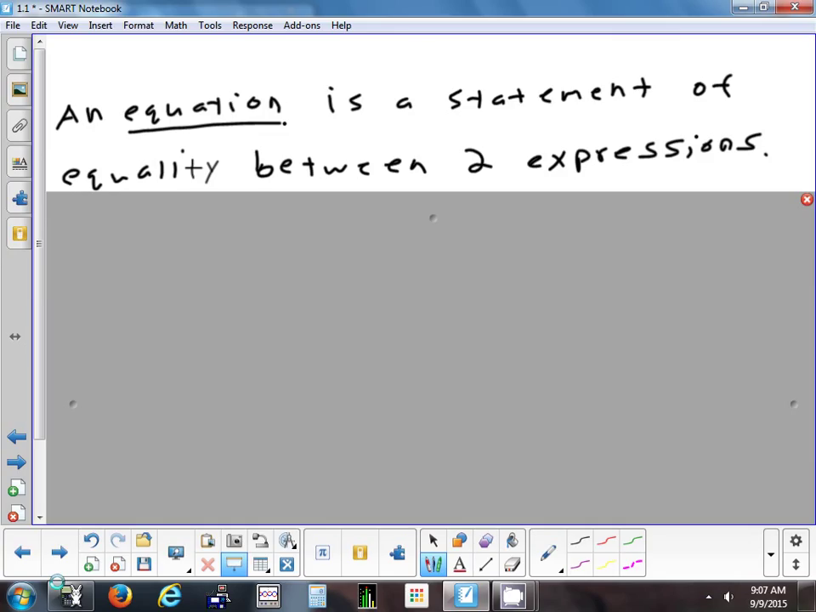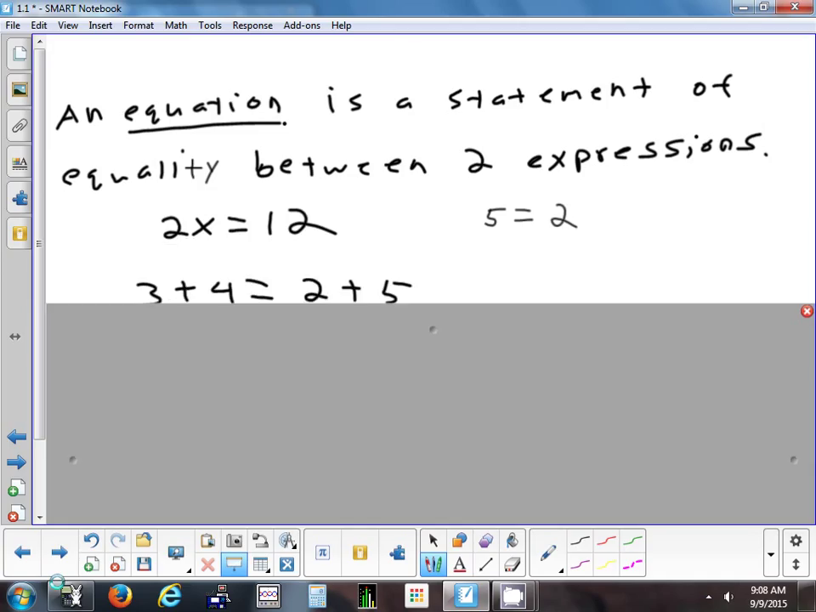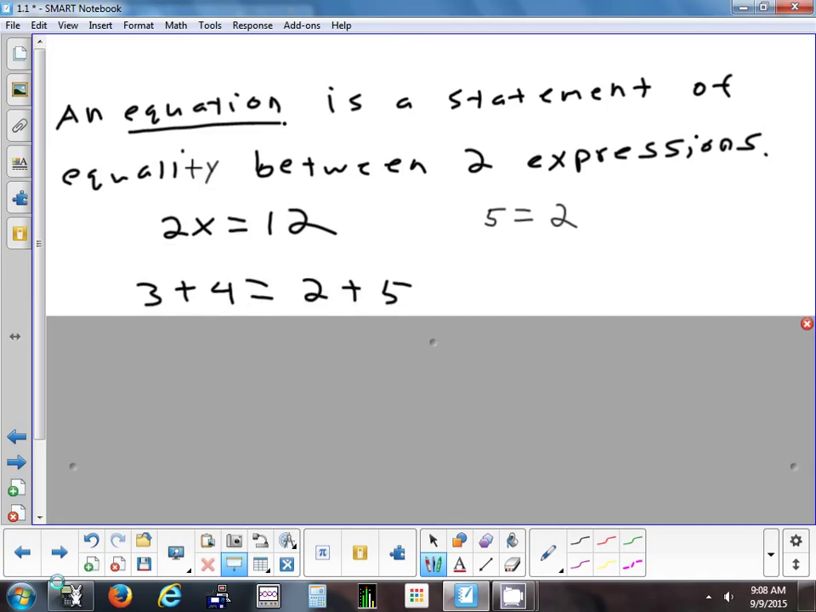Anybody give me an example of an equation? 3x plus 5 equals 0. Sure, 3x plus 5 equals 0. Perfect. That's what we call a conditional equation, meaning 3x plus 5 will equal 0 if you pick the right value for x. Here's an example of another conditional equation. 2x equals 12. 2x will equal 12 if you pick the right value for x.